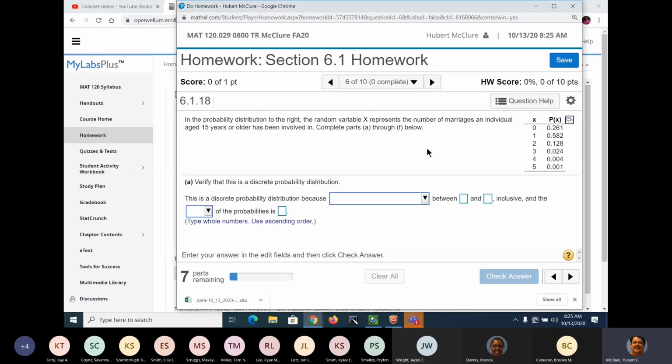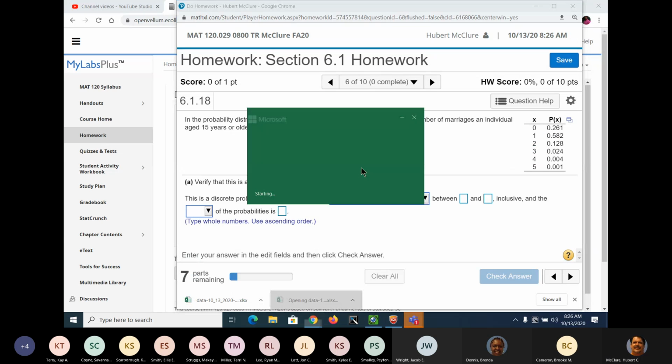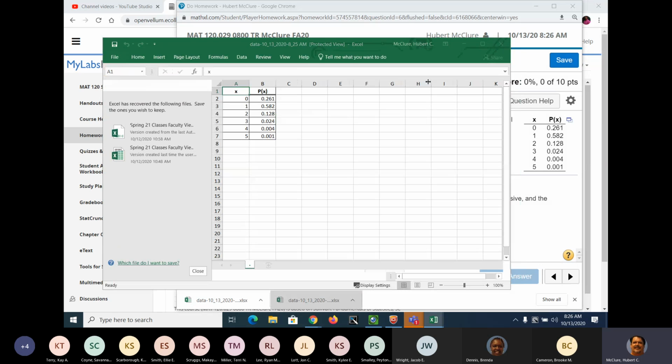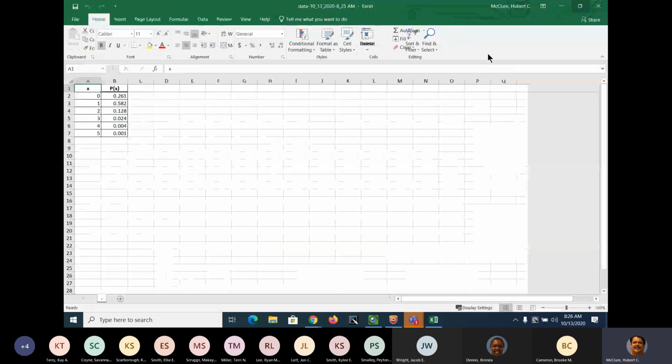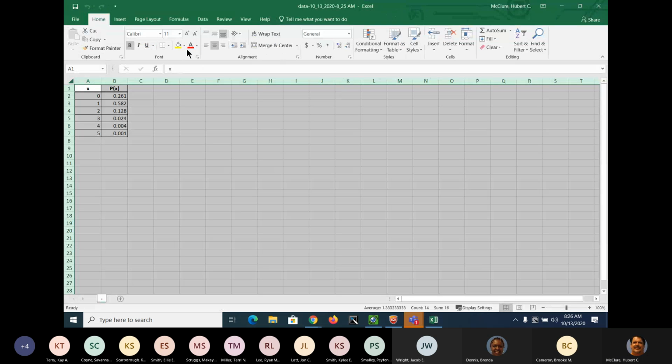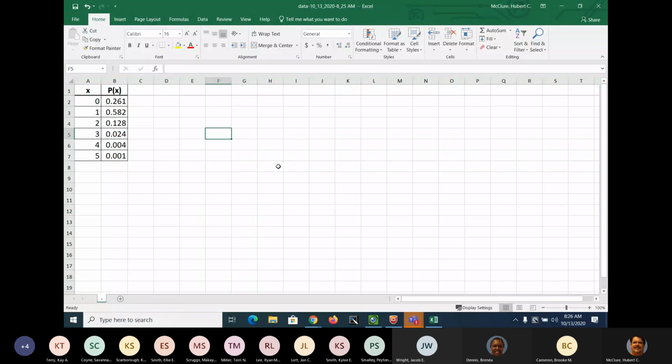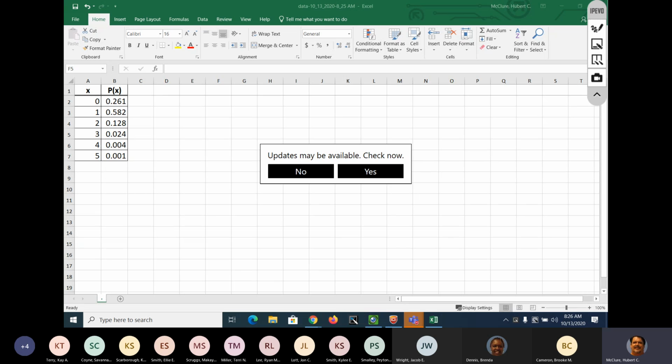But we're going to go ahead and do, I opened it in Excel. Why didn't it come up? Let me do it again. Oh, there it is. Okay. So here is the probability distribution. And go ahead and write it down. I'll make it a little bit bigger for y'all. And I'm going to write the handy dandy.